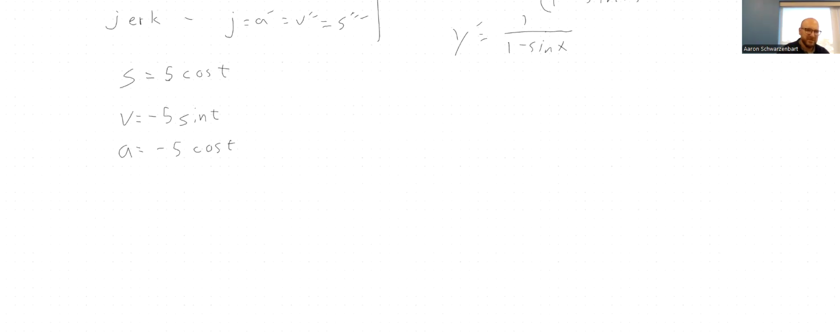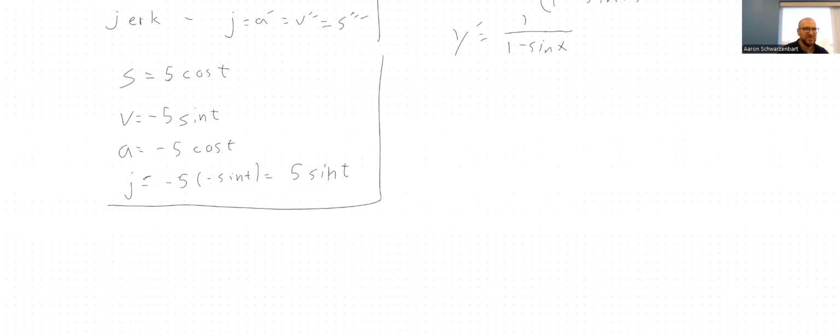Okay, now we're going to find the jerk. So negative 5 times negative sine, right? Which is plus 5 sine t. Not so bad, huh? These aren't that bad. You've got to keep that sheet in front of you because you don't have them memorized yet. That's fine.